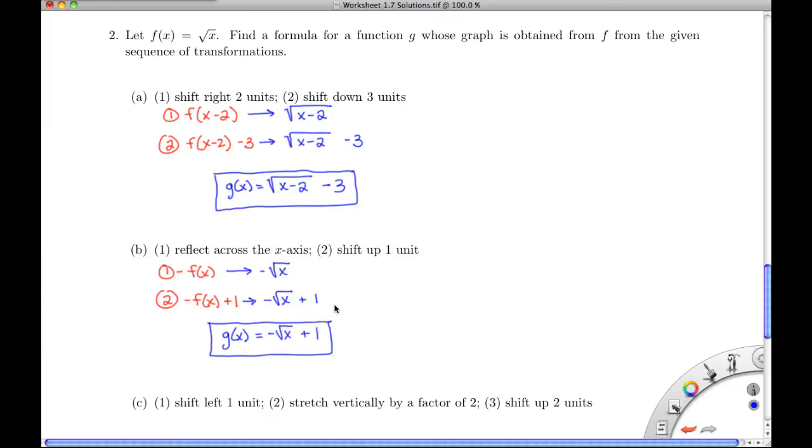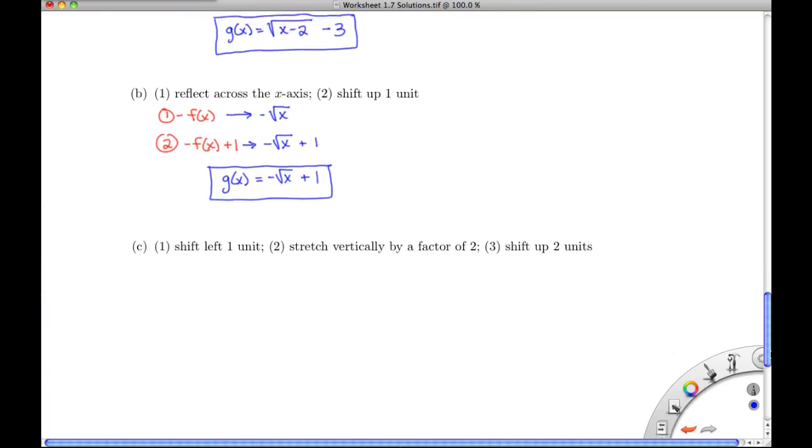And for this last one, we've got 3 different transformations that we're going to need to accumulate here. So the first one is a shift to the left 1 unit. So we take whatever our function is, and we evaluate it at x plus 1 to effect the left shift of 1. In this particular case, that means that we're going to have the square root of x plus 1, all under the square root.